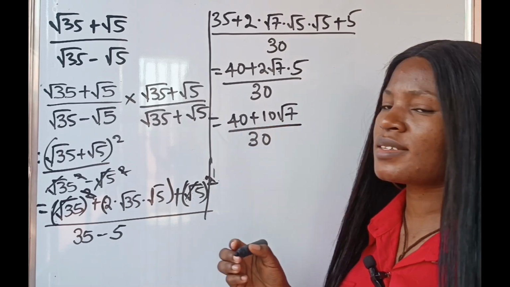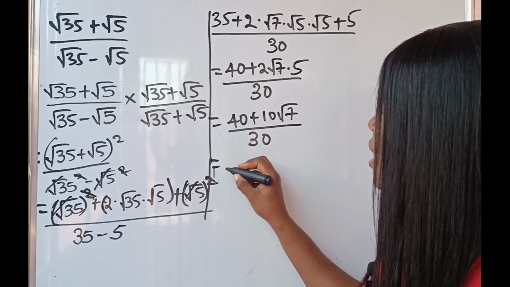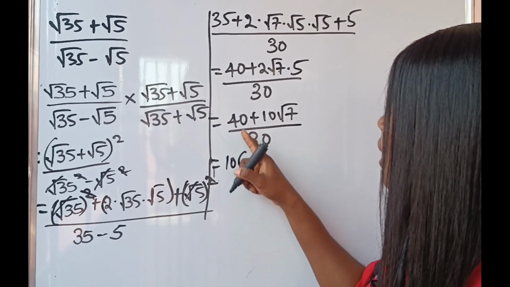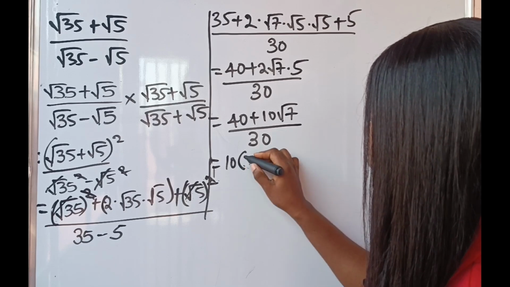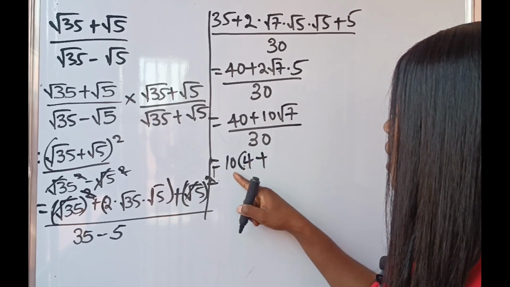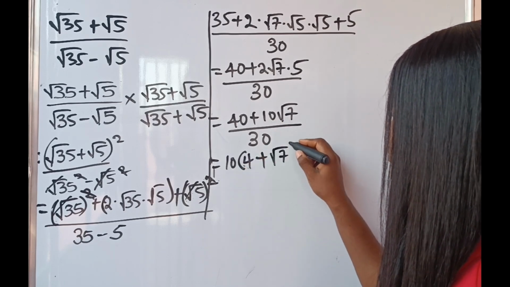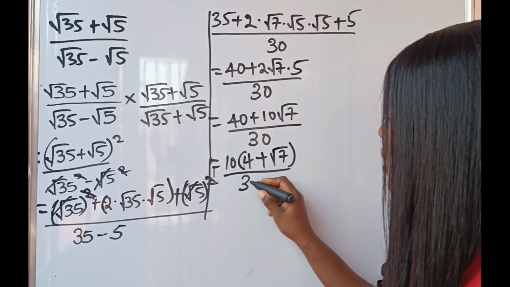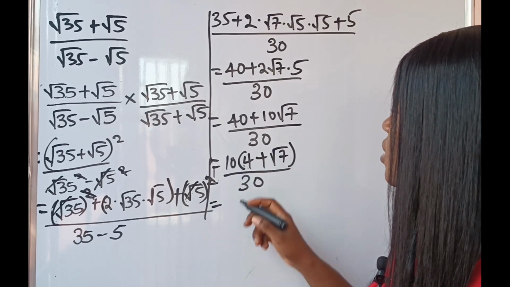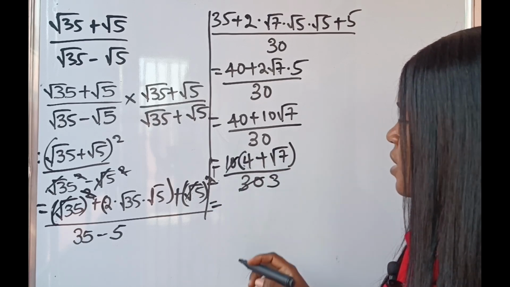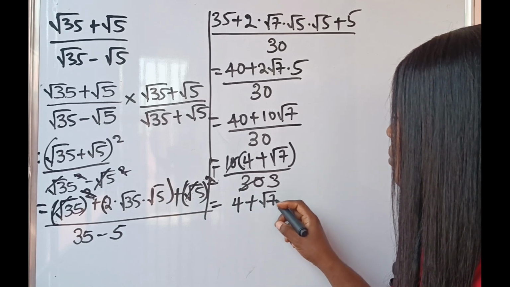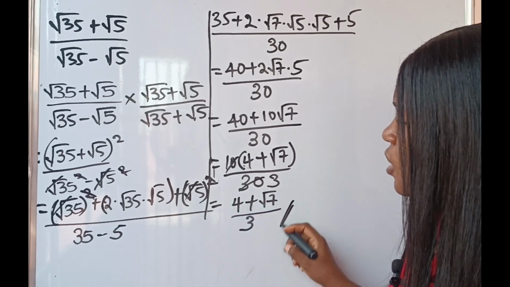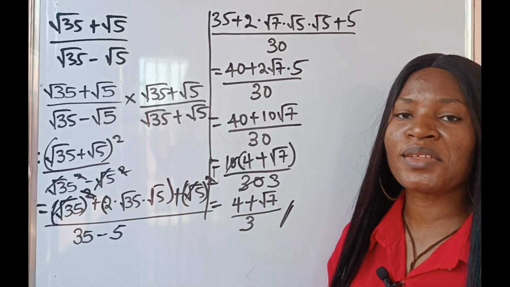Now let's factorize the numerator. If we do that, we have 10 open bracket, 40 divided by 10 will give us 4, plus this divided by 10 will give us root 7, all divided by 30. Now this is equal to 10, we divide this to give us 3, so we have our final answer as 4 plus root 7 divided by 3, just like we got from the other methods.